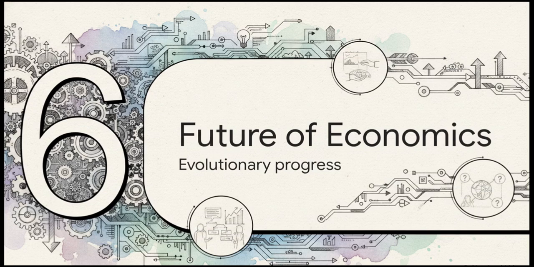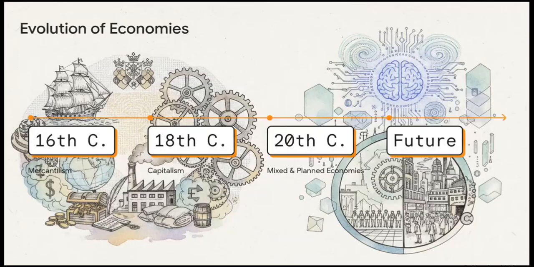Section 6. The Future of Economics. Evolutionary Progress. And this brilliantly illustrates how our systems, because they are evolutionary, are never truly finished. Tracing the historical timeline, we see a super clear progression. Back in the 16th century, mercantilism and imperialism dominated. Then, by the 18th century, modern capitalism and free trade really took hold. The 20th century saw the dramatic rise and fall of strictly planned economies and the ultimate triumph of the mixed economy.